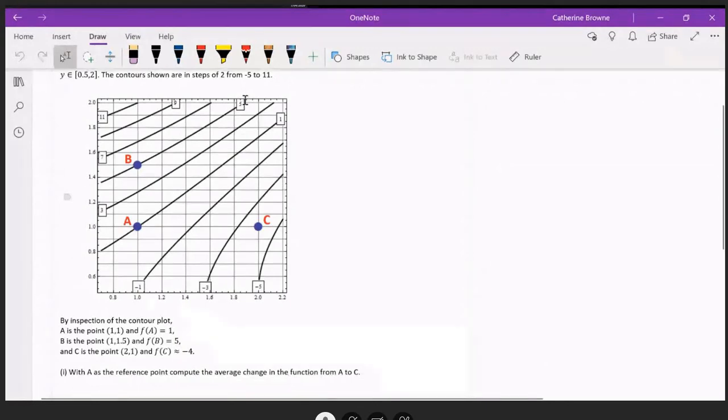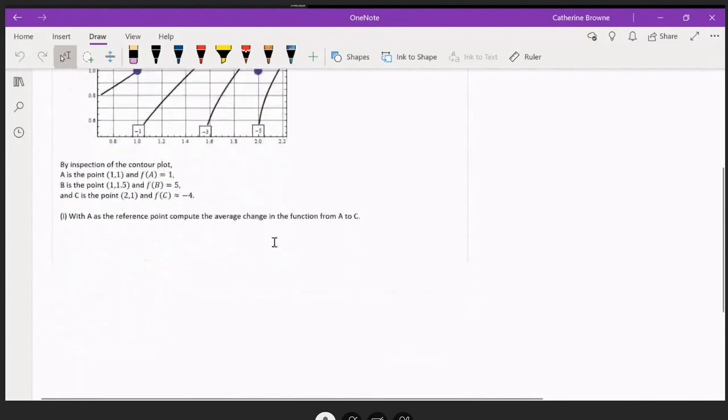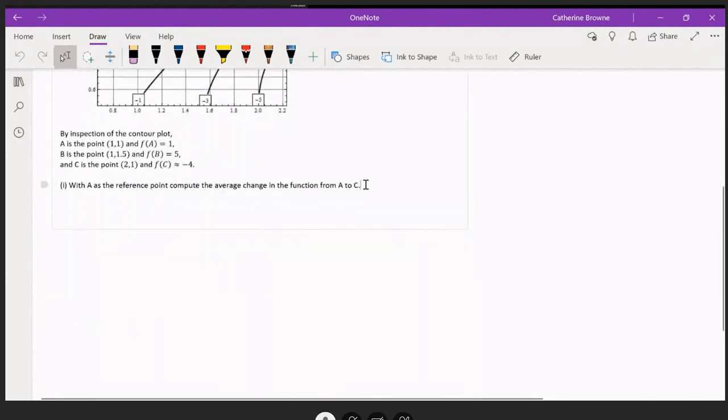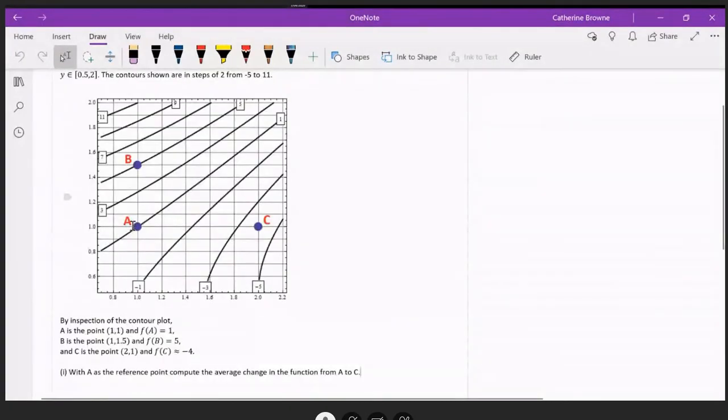And now C, it's not directly on a contour, so I've had to go, oh, but it's halfway between the contours minus 3 and minus 5, so I estimate that that's about minus 4, and it's at the point 2, 1. So with A as the reference point here, we're going to compute the average change in the function from A to C.